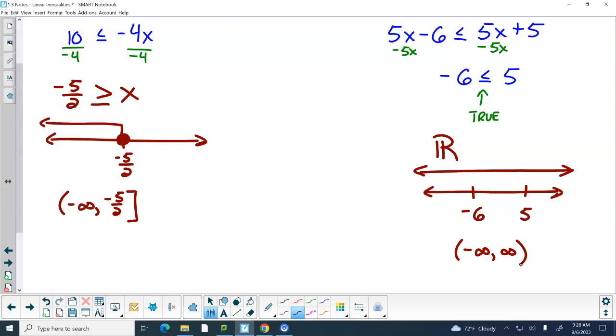False statements, if this were negative 6 is greater than or equal to 5, then, Mr. Brimacombe, we would be on the no solution, like you were saying. Yep. If we have a false statement, then you would just have a number line and no interval notation. All right?